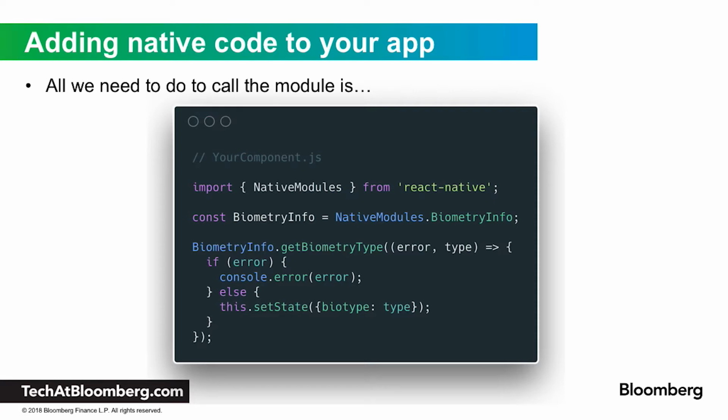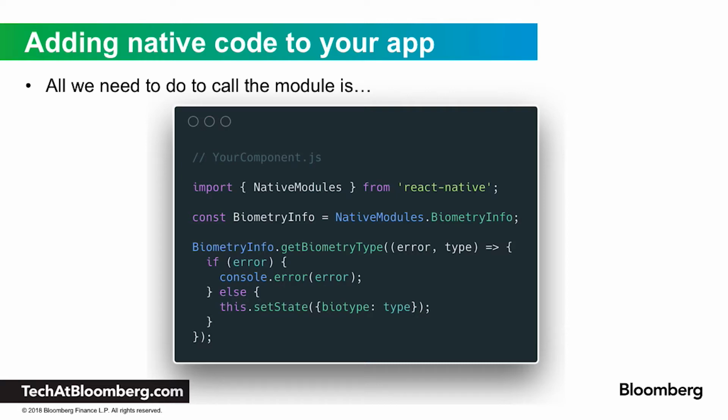So just console log the error if we get an error. Otherwise, we can use it with set state. We can use it wherever we want in our application. You can go wild, do whatever you want. You're all the JavaScript developers, so you probably know better than me.